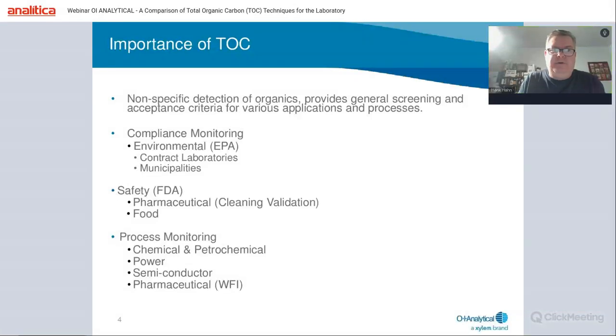Touching again on the importance of it, there is the compliance monitoring. Here in the United States, we have the Environmental Protection Agency. We have contract laboratories running samples. We have municipals, the communities that monitor that. In the United States, there's a call for monitoring total organic carbon. It is required in municipals of populations higher than 100,000 in most cases. They have to monitor it, either doing it in-house or sending it to these contract laboratories.